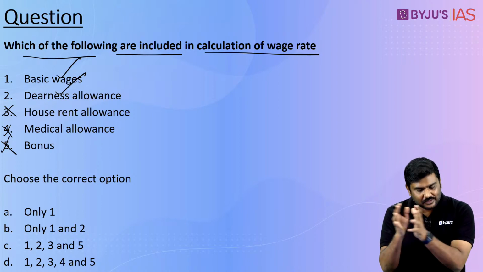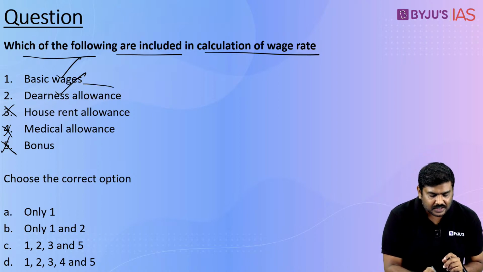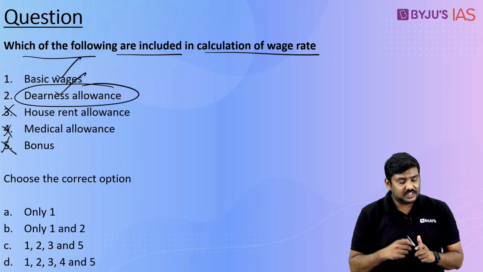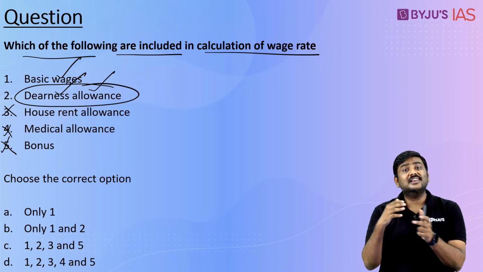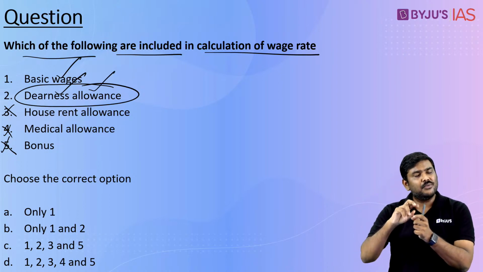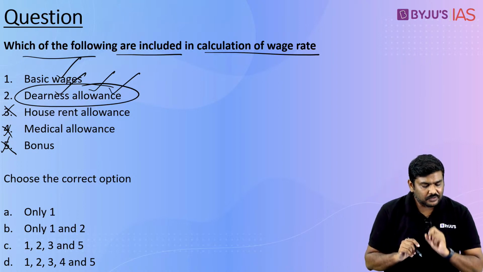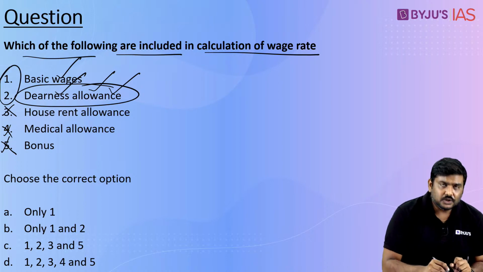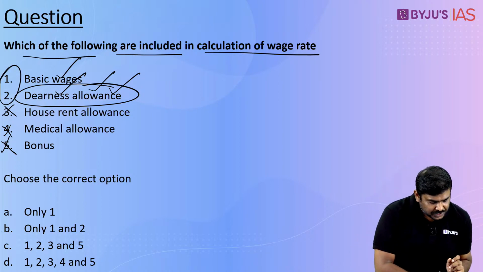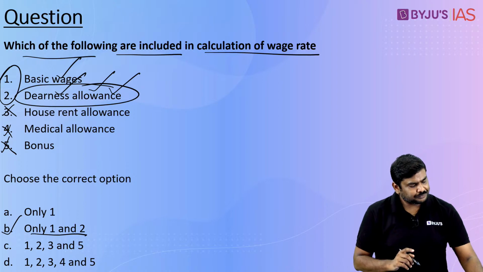And again, just taking a deviation here, very recently there has been a discussion with respect to dearness allowance or dearness relief. Both are different, please be very careful. In the earlier videos we have covered both of it. Please update your information related to that. So 1 and 2 are the right points here. So the right option is option B, only 1 and 2.